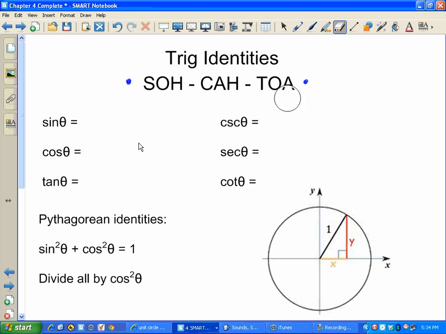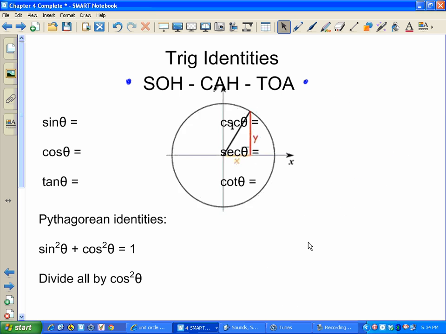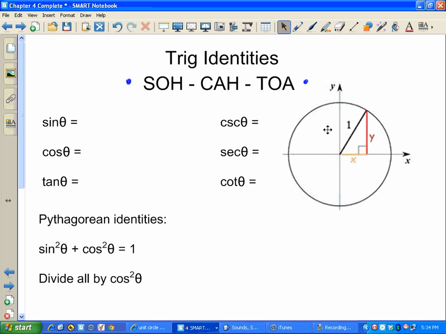So this should make sense when we look at our unit circle and think about what we had before. What we were saying is that the sine of some angle, if this is our angle, equaled the y value, because sine is opposite over hypotenuse. In the case of our unit circle, the opposite side would be y, and our hypotenuse is 1. So that's why the sine on our unit circle was always just the y value.